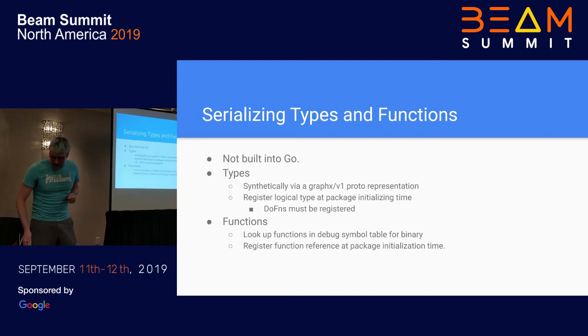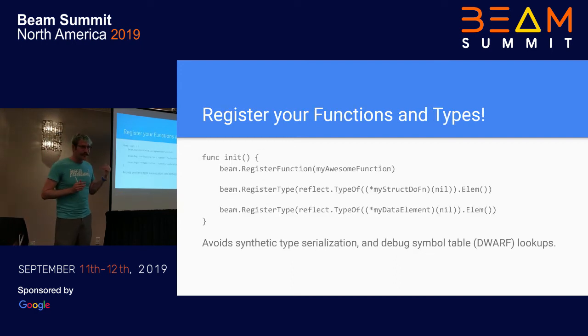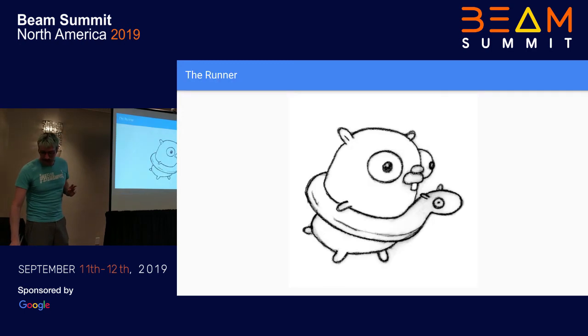Instead, what we recommend for production usage is to actually just register your functions and your structures, whether they're just vanilla functions, your structural DoFns, and all the different types that you're passing around, because then we can just use those names very directly as the representation of those types instead of their synthetic constructions, because then we have access to them on the worker side. And this avoids all that nonsense with synthetic construction and debug symbol table lookups.